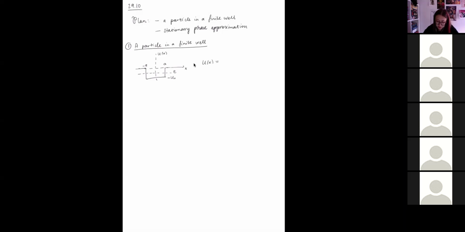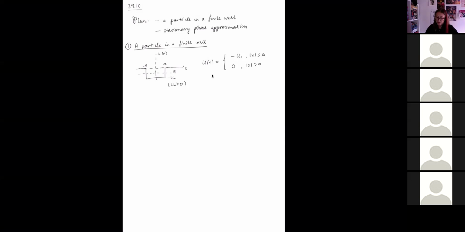So mathematically, we can just write that U of x equals minus U0. And we assume that U0 is just a positive value, which denotes the depth of the well. And it's minus U0 if modulus of x is less than or equal to a. And the potential is 0 otherwise, so if modulus x is bigger than a.